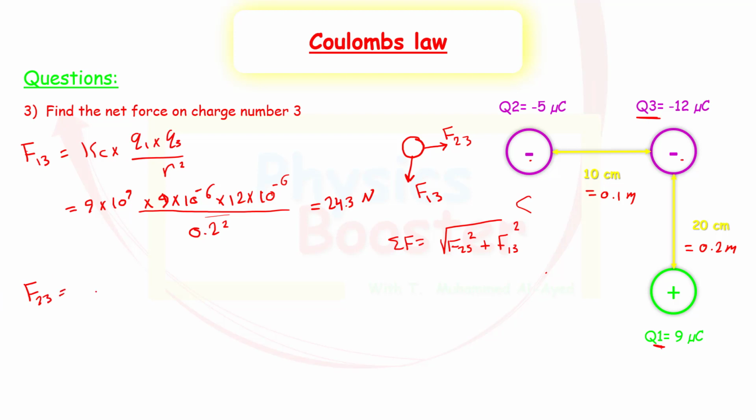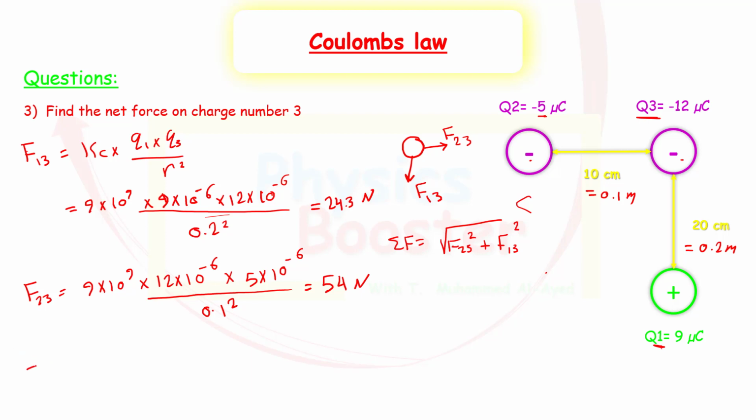The same thing is for F23. It's going to be equal to Coulomb's constant, which is 9 multiplied by 10 to the power 9, multiplied by the charge of Q3, which is 12 multiplied by 10 to the power negative 6, multiplied by the other charge, which is equal to 5 multiplied by 10 to the power negative 6, and this time the distance is equal to 0.1 squared. So this gives us an answer of 54 newtons.